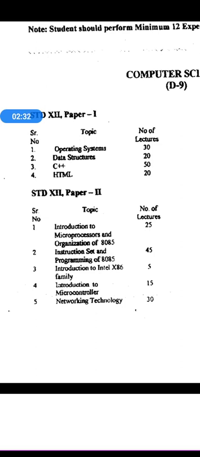The second paper is Paper 2, which is related to hardware, as I told earlier. In this paper we have 5 topics. The first topic is introduction to microprocessor and organization of 8085. So what is a microprocessor, what are the different blocks used in that microprocessor, what is the importance of them, and then we are going to learn the second generation microprocessor 8085 in detail: its pin diagram, its block diagram, different register structure, interrupts belonging to it.